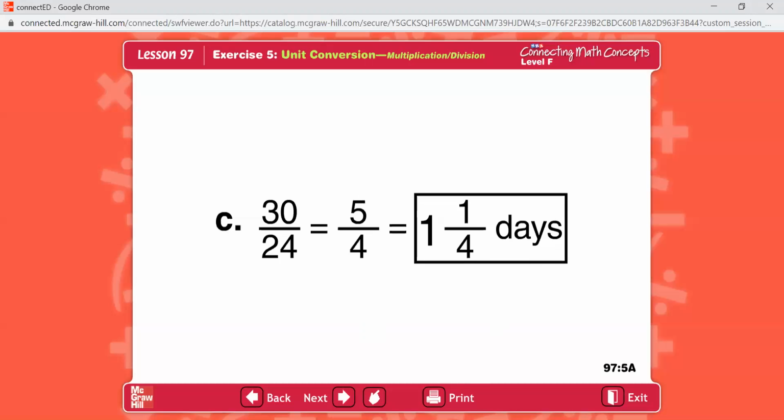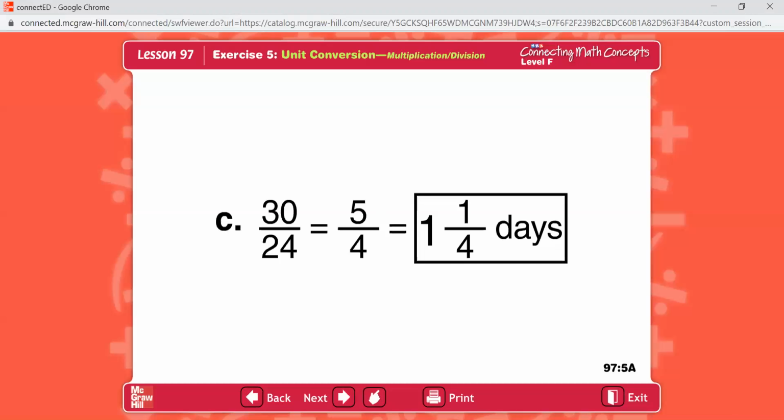Problem D, change 55 minutes into hours. Pause the video now to work the problem. You should have set up 55 divided by 60 equals 11 over 12 hours.